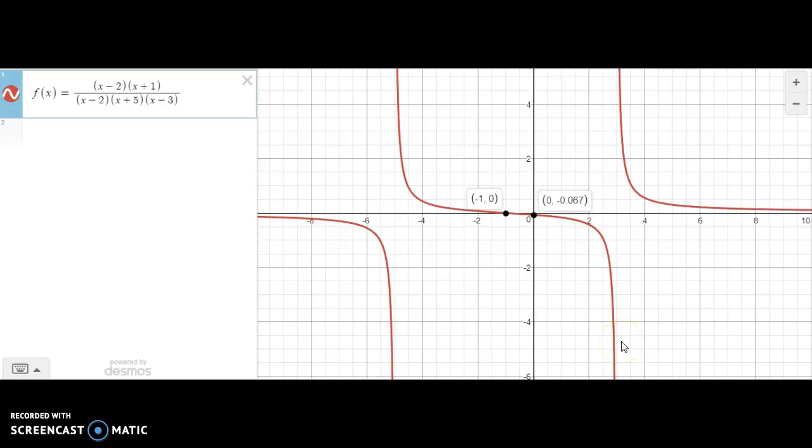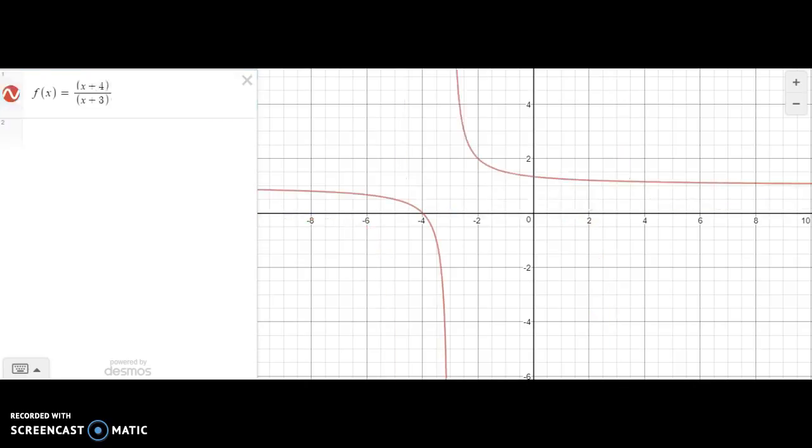So I have one more that I'm going to do, and it is (x plus 4) over (x plus 3). So first you're going to find the x-intercept, and again you just look where the graph crosses or touches the x-axis. So in this case it is (-4, 0). And then you're going to find the y-intercept, which in this case you just look where it crosses the y-axis, which is at (0, 1.3 repeating).